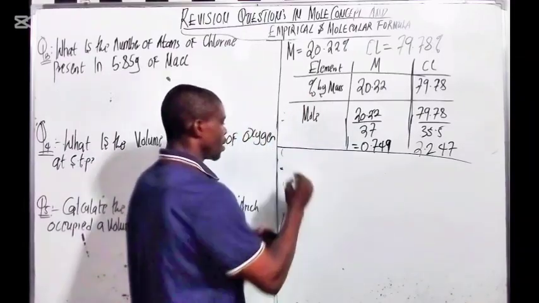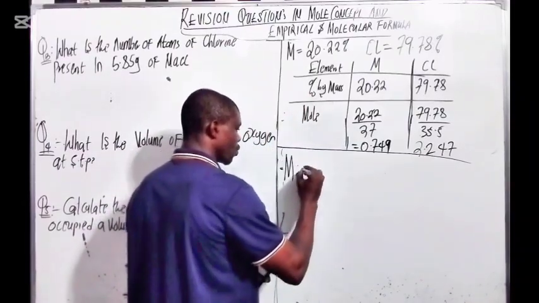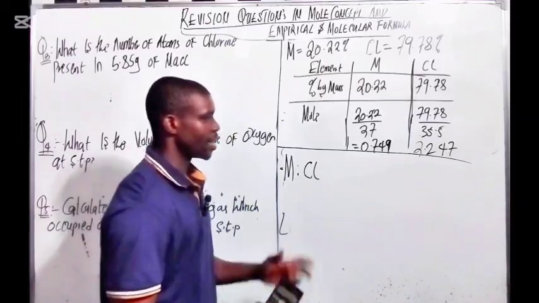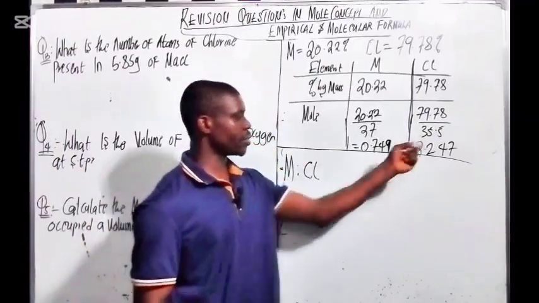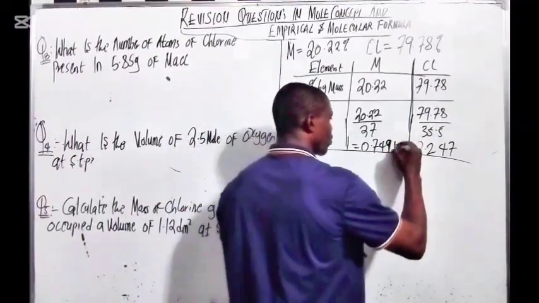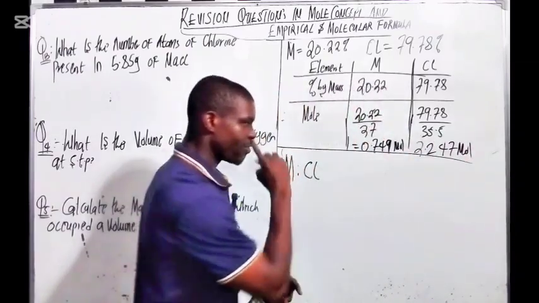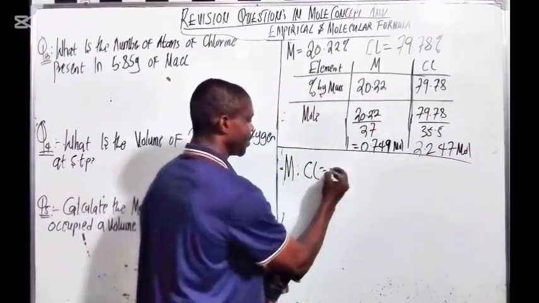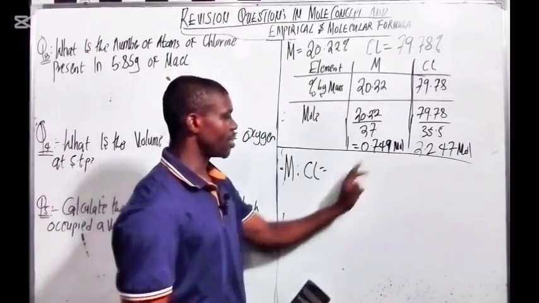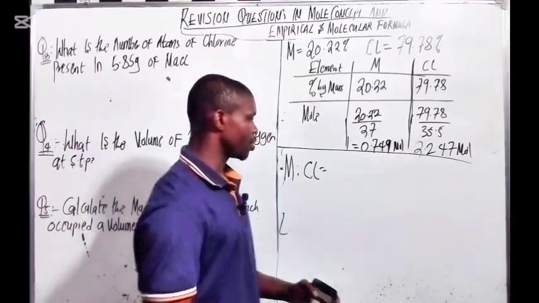So you're going to do the M ratio and the Cl ratio. Do you understand? How do you get the ratio? Divide by the lowest, simplest mole. Remember, here we have mole, and here we have mole, right? So what are you going to do? Divide by the simplest, right? What is the simplest here? 0.749 is the simplest.